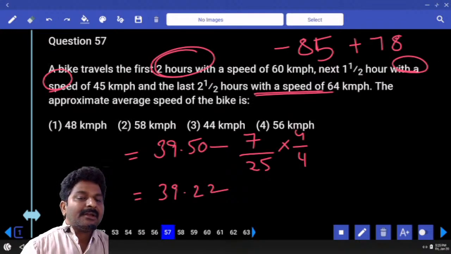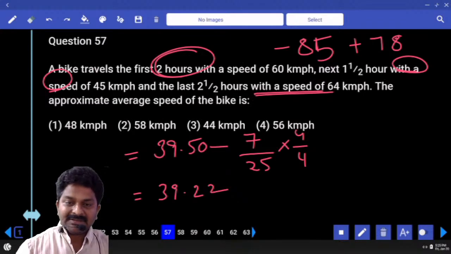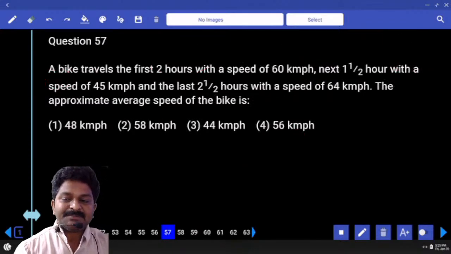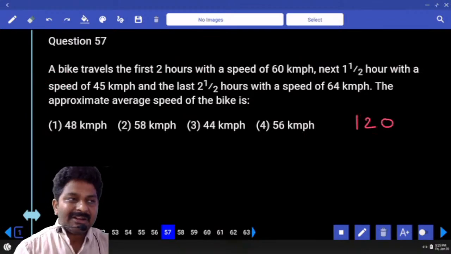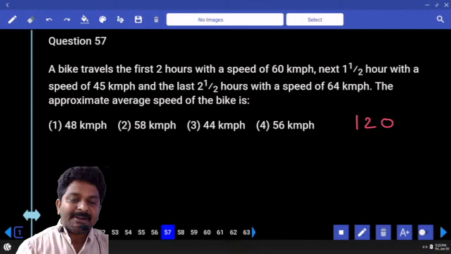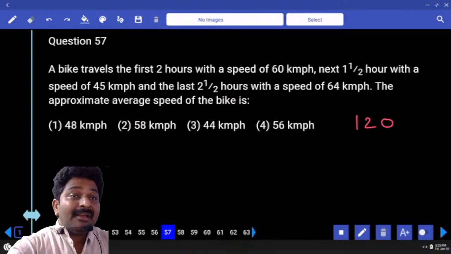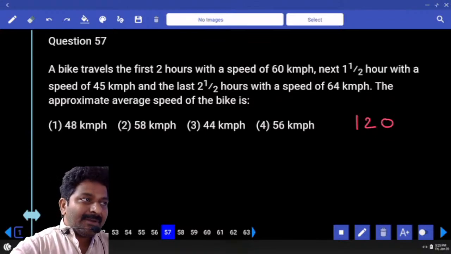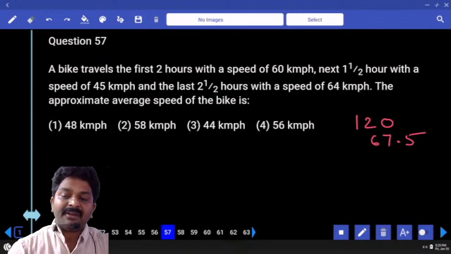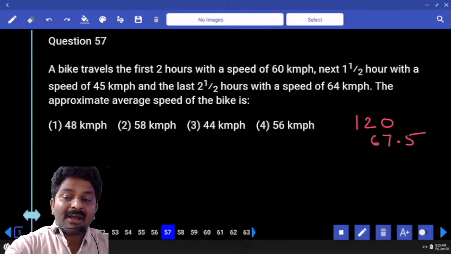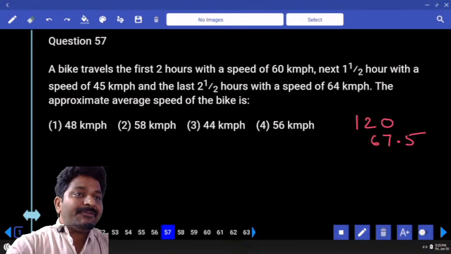Next, a biker travels the first 2 hours with a speed of 60 km per hour. In 2 hours he will cover 120 kilometers. In the next 1.5 hours with a speed of 45 km per hour. Per hour 45 kilometers. In 1.5 hours, 67.5 kilometers. In the next 2.5 hours with a speed of 64 kilometers.